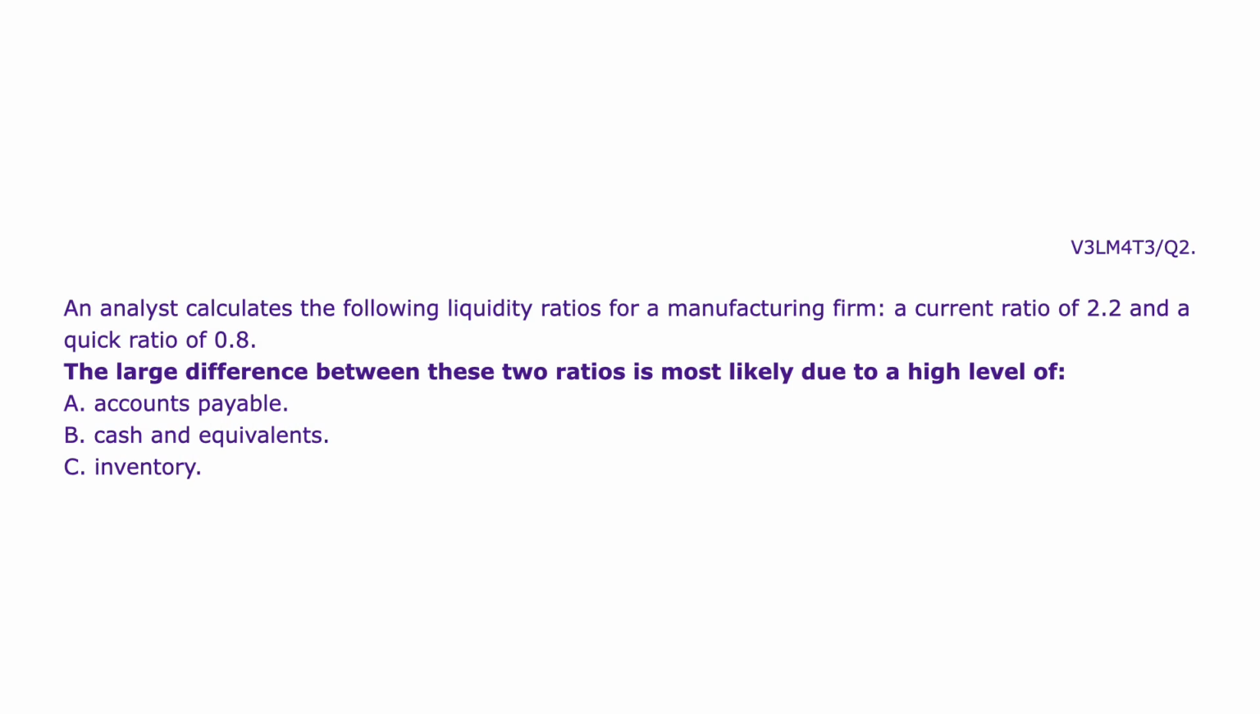An analyst calculates the following liquidity ratios for a manufacturing firm: a current ratio of 2.2 and a quick ratio of 0.8. The large difference between these two ratios is most likely due to a high level of A. Accounts payable, B. Cash and equivalents, C. Inventory.